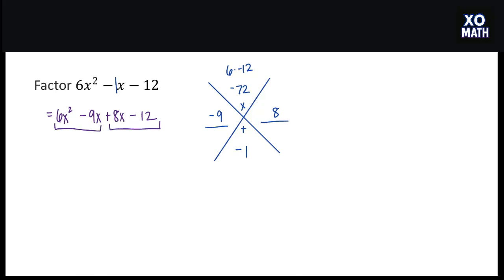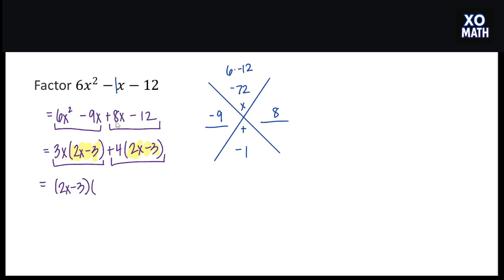I'll use brackets around each group this time. Between the first 2 terms, the GCF is 3x, and we're left with 2x minus 3. From the second grouping, we can take out a 4. So positive 4 is what we take out, and we have 2x minus 3. So from each of these terms, there is a 2x minus 3 in common. And what can make up the remaining factor is the parts left over, 3x plus 4.